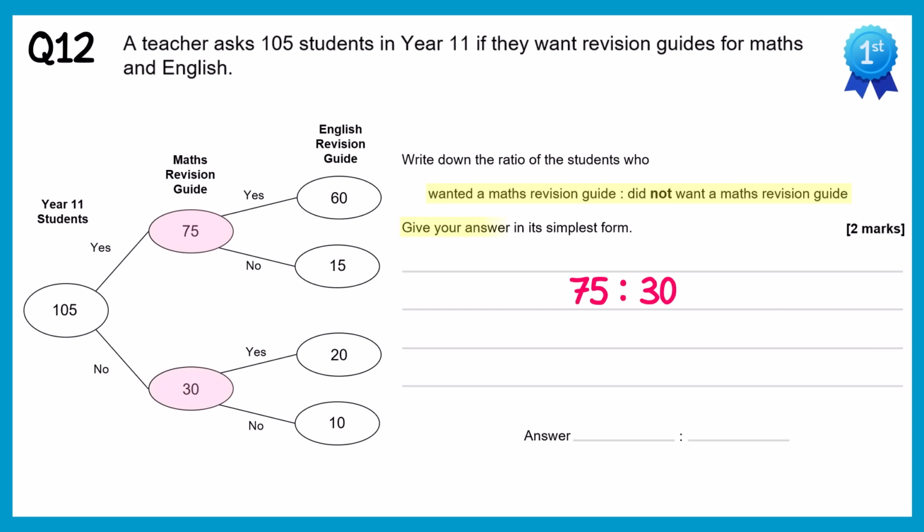But the question does say to give the answer in simplest form. We can simplify this by dividing by 3 first of all. 75 divided by 3 is 25, and 30 divided by 3 is 10. Then we can divide these by 5. 25 divided by 5 is 5, and 10 divided by 5 is 2. So the fully simplified ratio is 5 to 2.